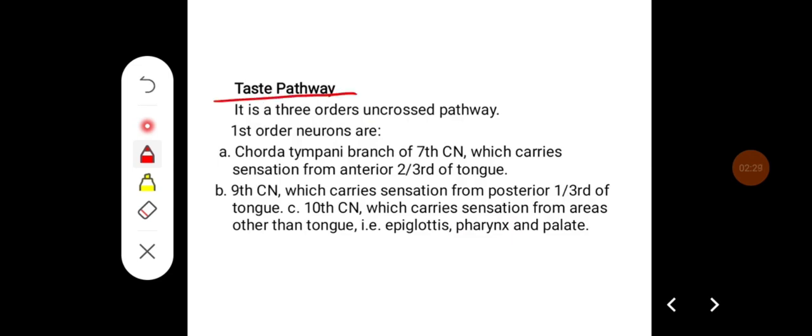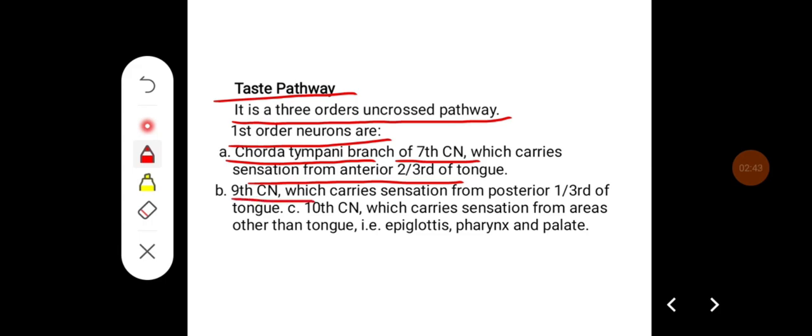Coming to the taste pathway, it is a 3 order uncrossed pathway. The first order neuron arises mainly from the chorda tympani, that is the branch of 7th cranial nerve which carries sensation from the anterior 2/3 of the tongue. And it is also carried by 9th cranial nerve, which carries sensation from the posterior 1/3 of the tongue. And the first order neurons arise also from the 10th cranial nerve, which carries sensation from the areas other than tongue, that is epiglottis, pharynx, and palate.